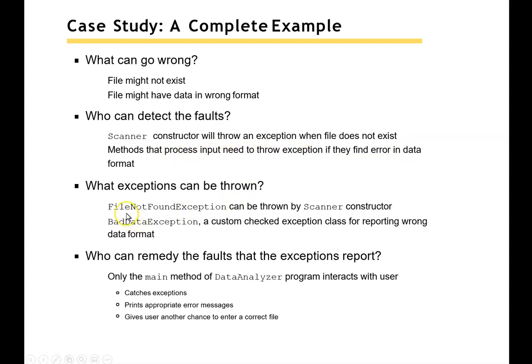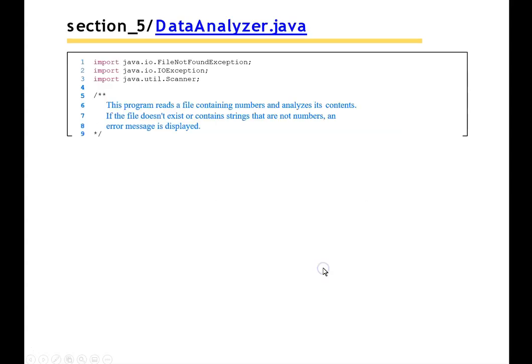So what exceptions do we throw? FileNotFoundException can be thrown by Scanner. BadDataException, a custom checked exception class for product data format. Who can remedy the faults? Only the main method can interact with the user, so it should catch exceptions and print error messages. Give the user a chance to enter a correct file name.